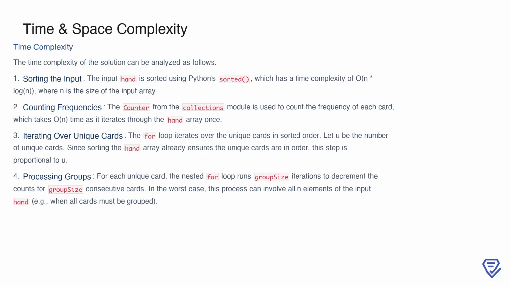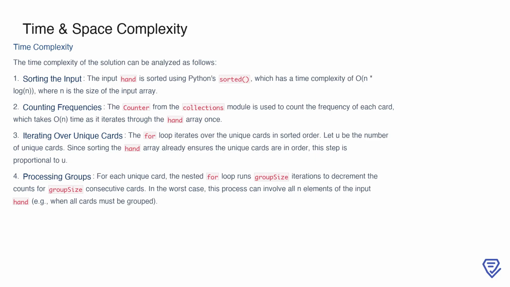To analyze the time complexity of this solution, we start by examining the key operations. First, the input array hand is sorted using Python's built-in sorted function, which operates with a time complexity of O(n log n), where n is the size of the input array. After sorting, we count the frequency of each card using the Counter class from the collections module. This step requires only O(n) time, as it involves a single iteration over the hand array.